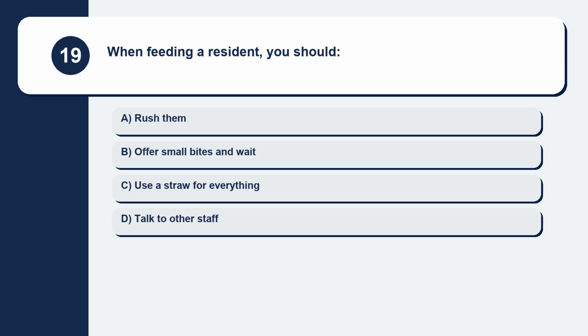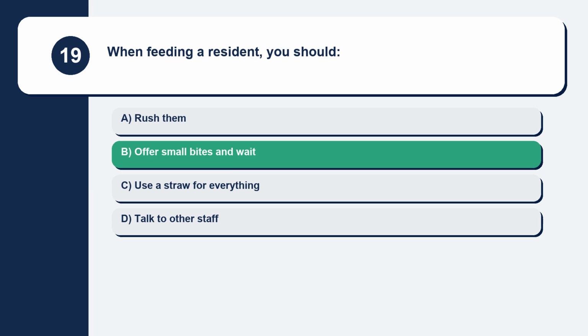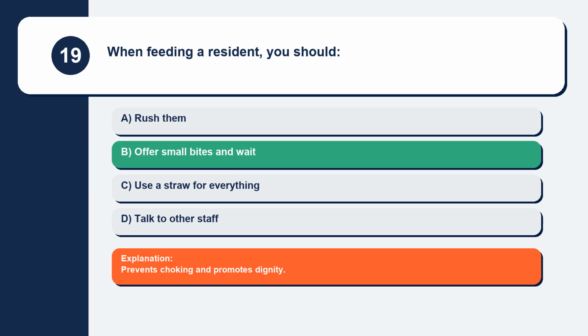Question 19. When feeding a resident, you should rush them, offer small bites and wait, use a straw for everything, talk to other staff. Offering small bites prevents choking and promotes dignity.